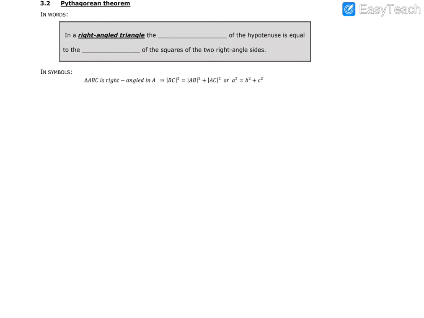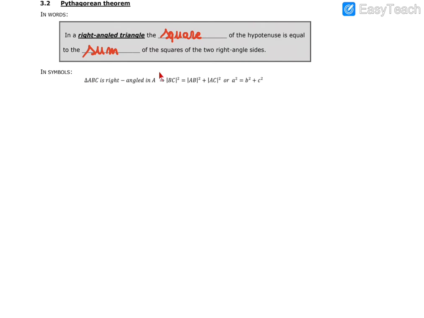As you saw in the previous video, we're going to take a look at the proof of the Pythagorean theorem. First, in words. In a right-angled triangle, the square of the hypotenuse is equal to the sum of the squares of the two right-angled sides. Here we have this in symbols.